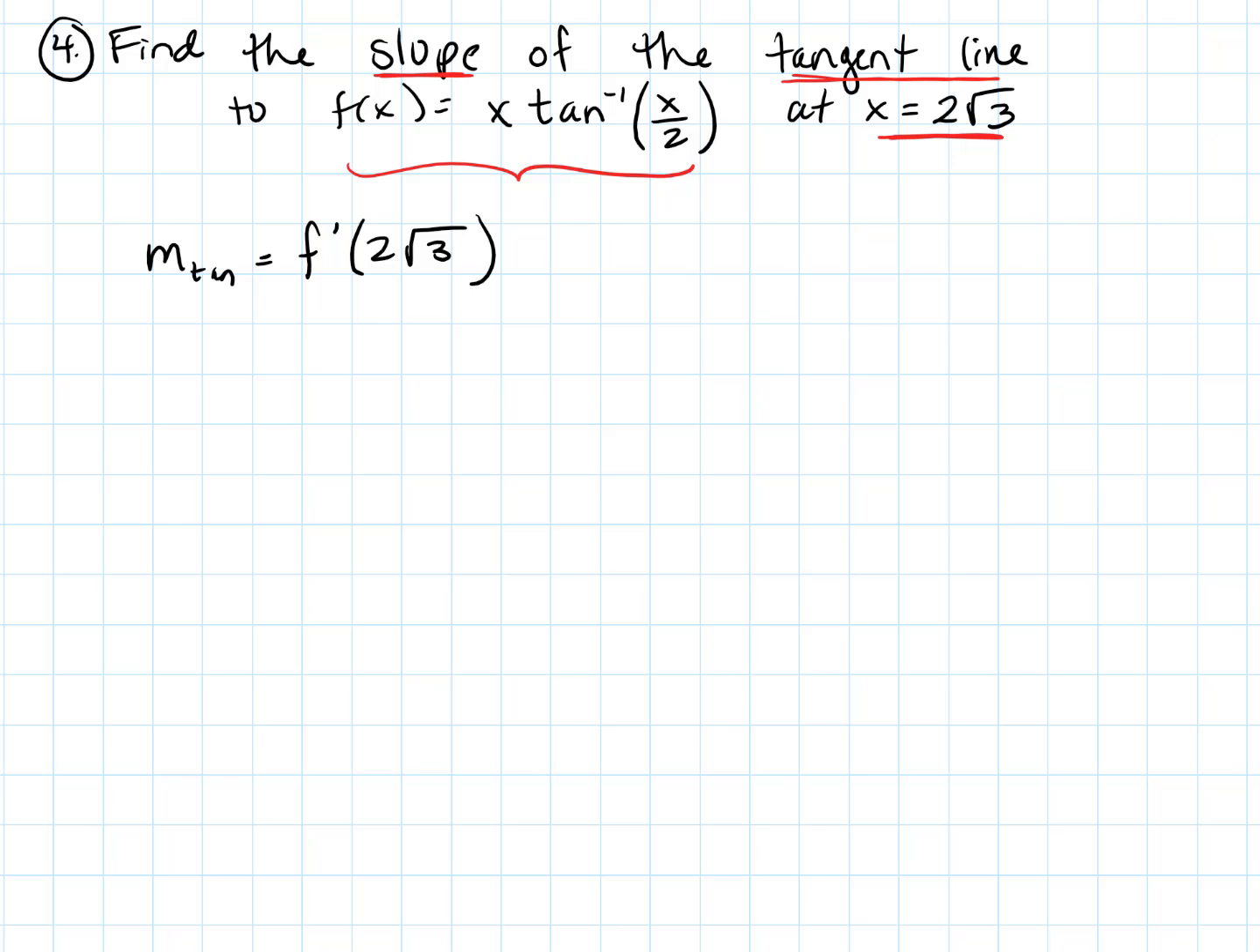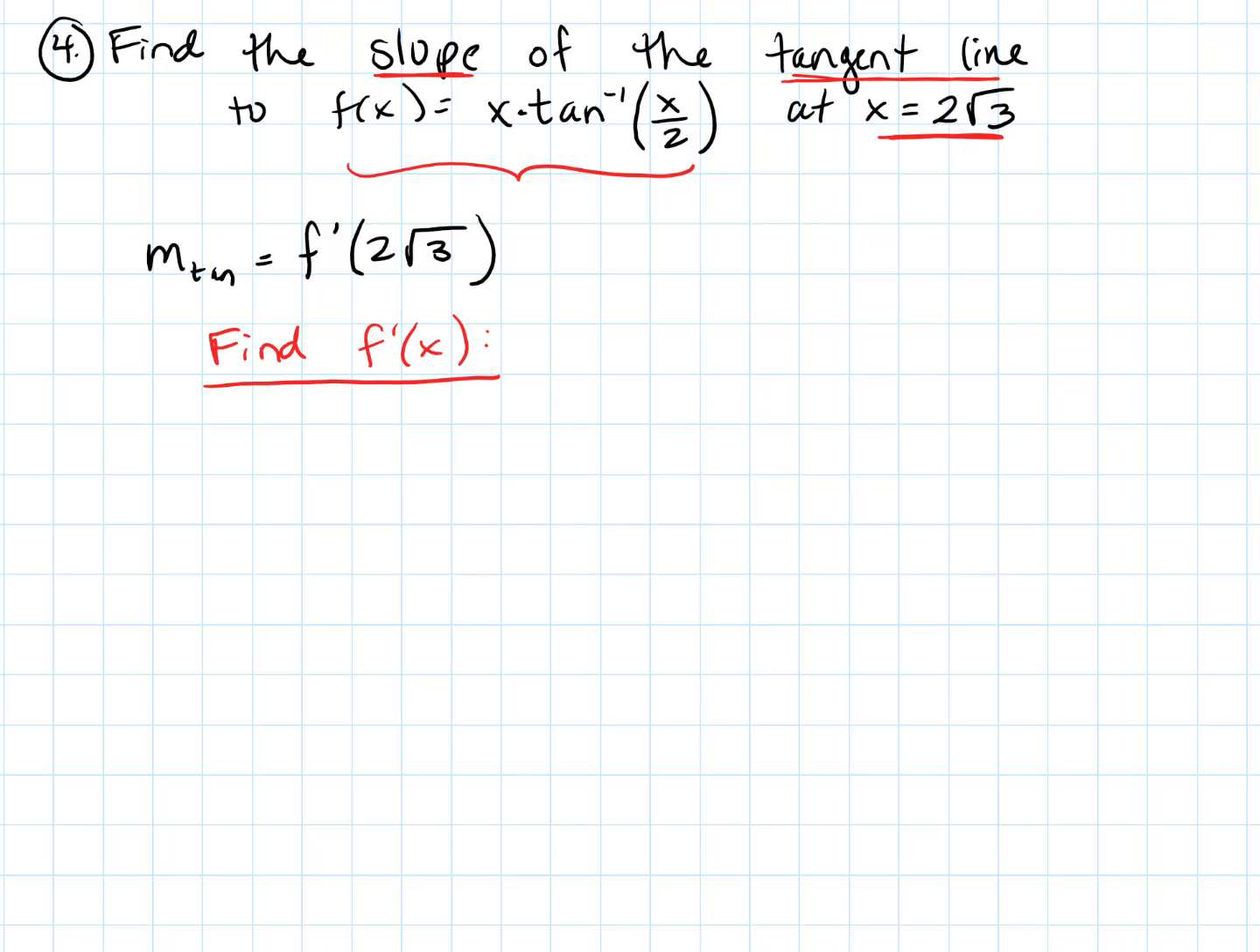So in order to find that, I have to first find the derivative. So let's find f prime of x. To find f prime of x, we're going to have to take the derivative of this product, and it's a product, x times the inverse tangent of x over 2. So we'll have to apply product rule.